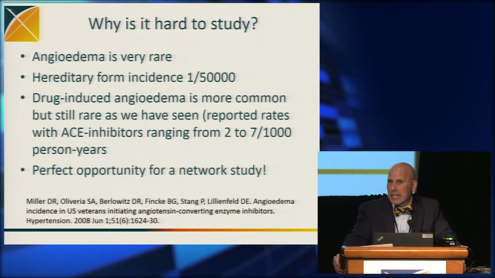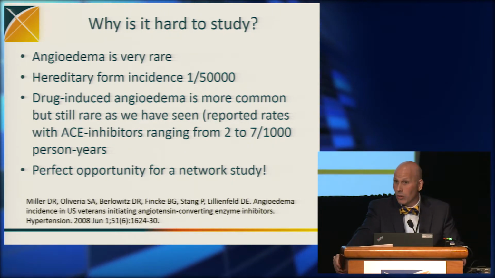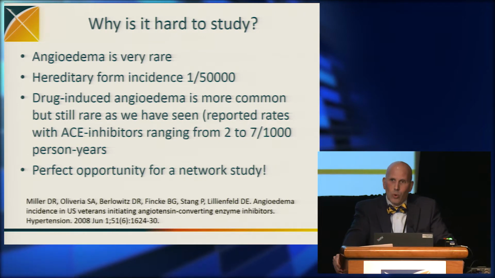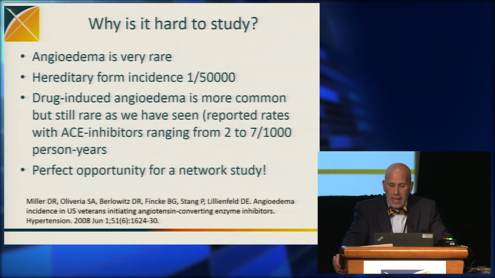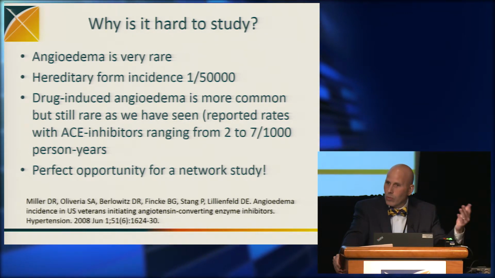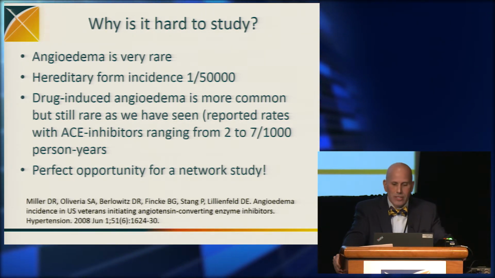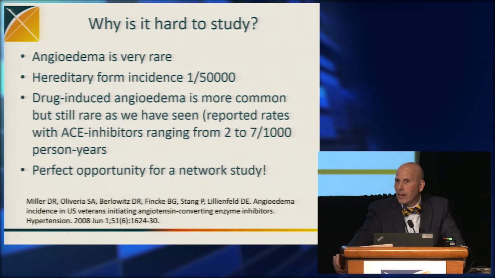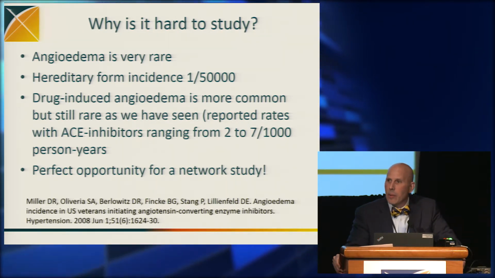As noted, the incidence is relatively low, relatively rare. There's a range, which George has already described in some detail for ACE inhibitors, of maybe 1 in 1,000 to 7 in 1,000. But the main thing is it's rare enough that it's really a perfect question for a network study, where we really want to look at a lot of patients. We want to look at a number of different sites.